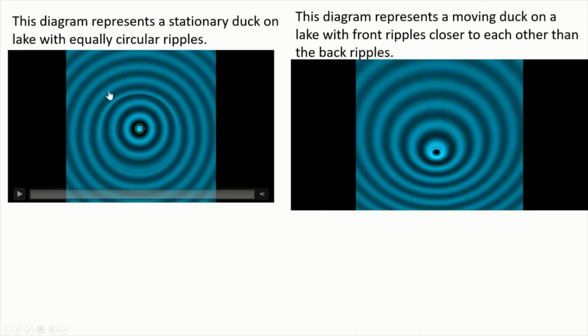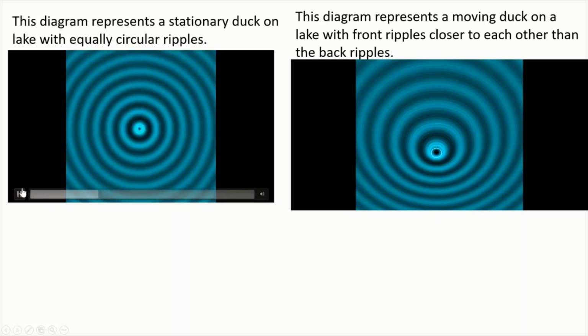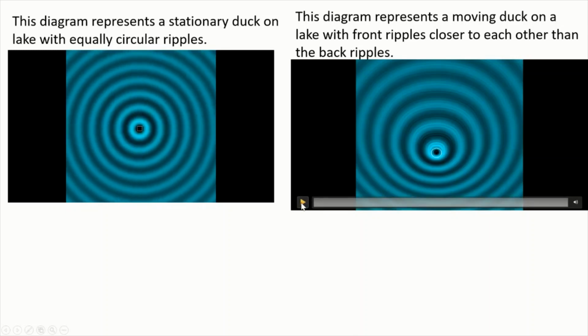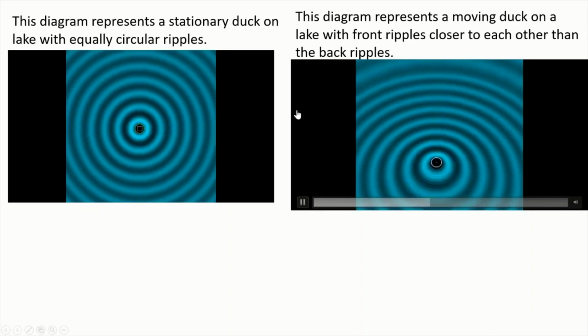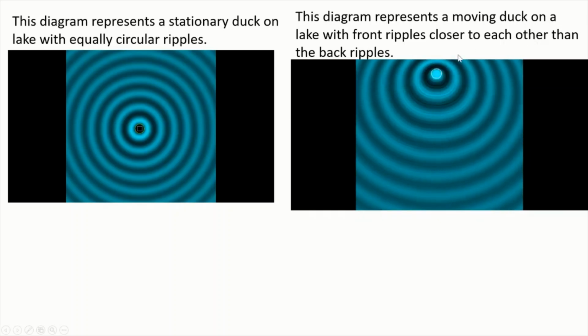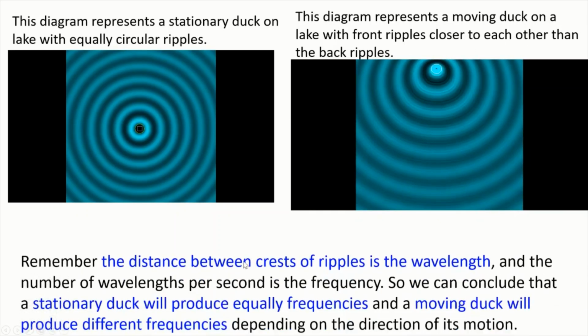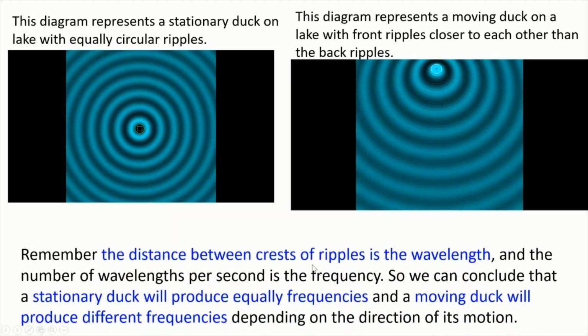This diagram represents a stationary duck on a lake with equally spaced circular ripples. This diagram represents a moving duck on a lake with front ripples closer to each other than the back ripples. Remember, the distance between crests of ripples is the wavelength, and the number of wavelengths per second is the frequency. So we can conclude that a stationary duck will produce equal frequencies, and a moving duck will produce different frequencies depending on the direction of its motion.